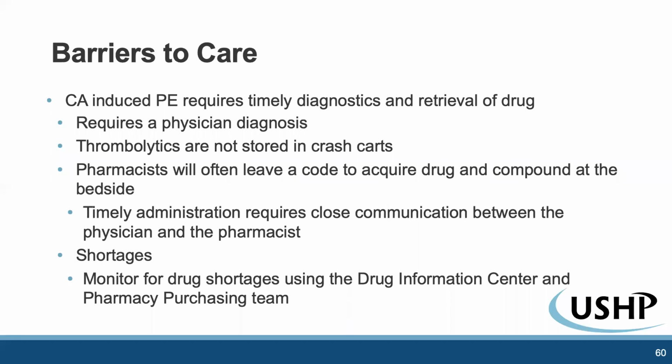And then lastly, a barrier to care would be shortages. And so it's also important to monitor for drug shortages using our drug information center, as well as pharmacy purchasing team. And this goes back into understanding how to prepare both, say, a 50 milligram vial versus 100 milligram vial, just to alleviate those barriers to care.